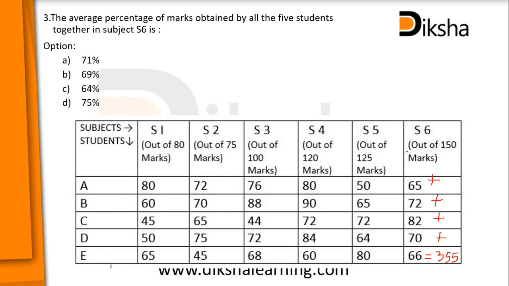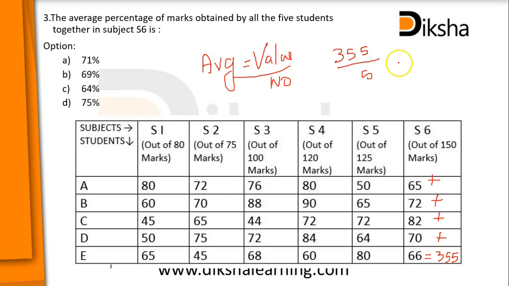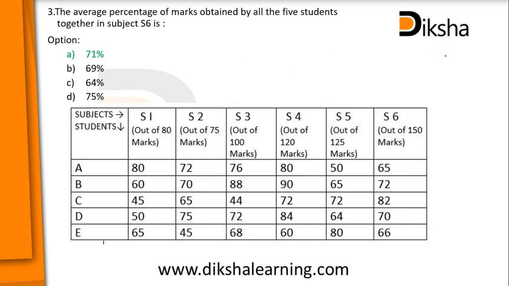So it will be 65 plus 72 plus 82 plus 70 plus 66, that gives you 355. So we'll be using the same equation, average equal to total value by number. So here total value is 355. So to find average, 355 by 5, that gives you 71 percentage. So the answer is 71 percentage.